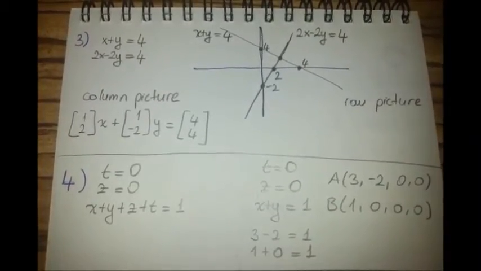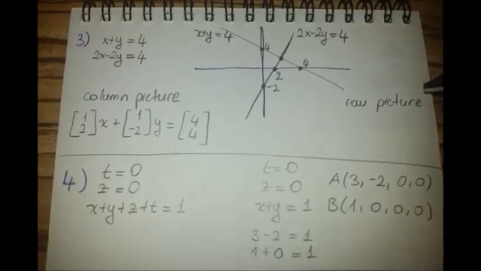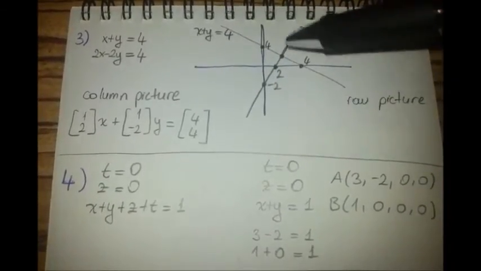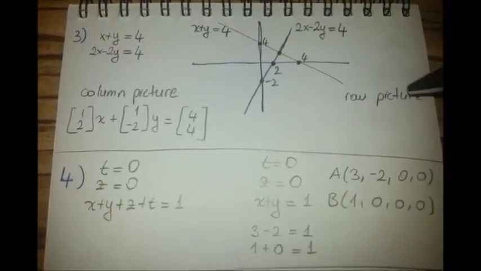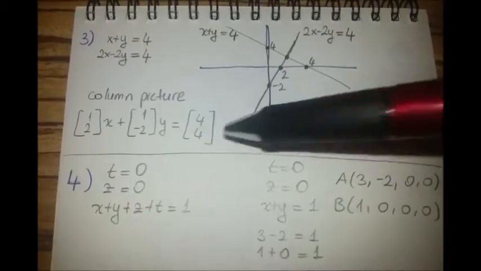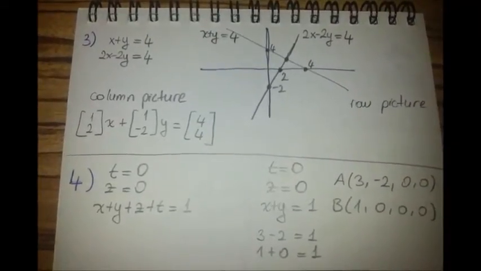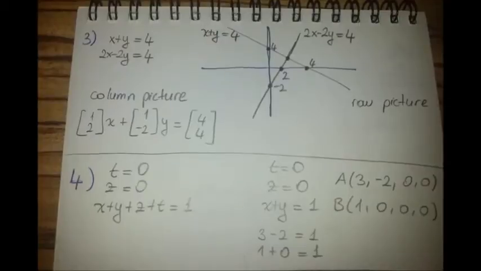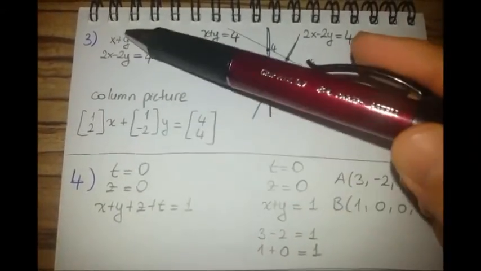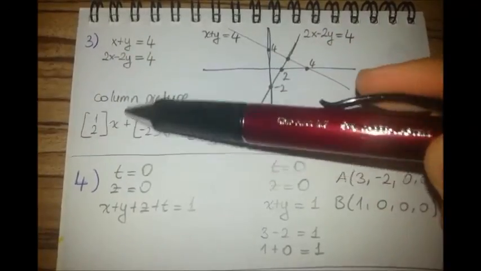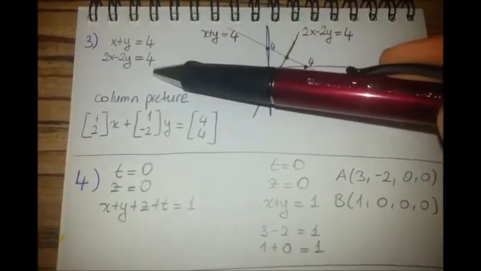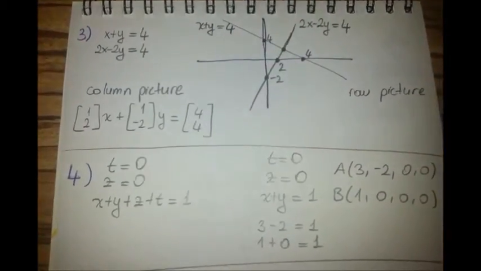So I guess this is the row picture, because in the question, in the parentheses, it states two intersecting lines. So these are intersecting lines. And the column picture is a combination of two columns equal to the column vector 4 and 4 on the right side. So this is the column picture: 1, 2 times x plus 1, minus 2 times y is equal to 4 and 4. This is the column picture.